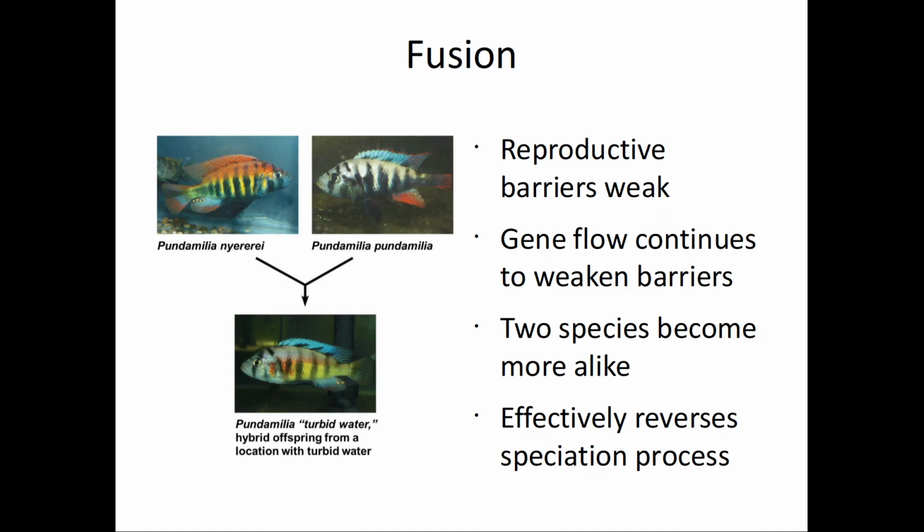Fusion: you have the barriers to reproduction across species are weak. Additional gene flow continues to weaken the barriers, and the two species slowly become similar to each other, and you end up with one population instead of having two separate populations. You have a despeciation.